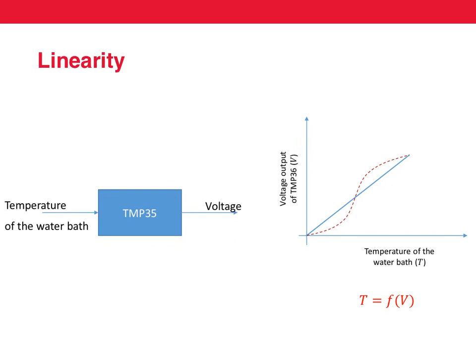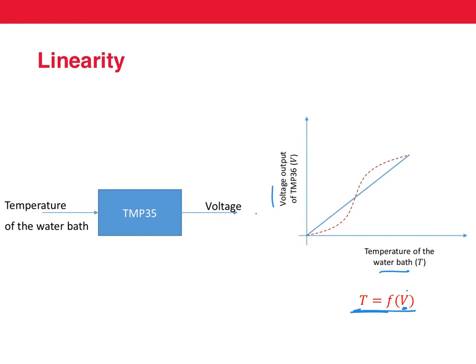Now, what we want to do through calibration is to get a relationship between the output voltage and the input temperature. We want that so that when we measure the voltage, we'll be able to get the temperature that the sensor is actually measuring. Linearity is defined as the property of this relationship being a straight line. So if the relationship between the temperature and the voltage is a straight line, the sensor is called linear.